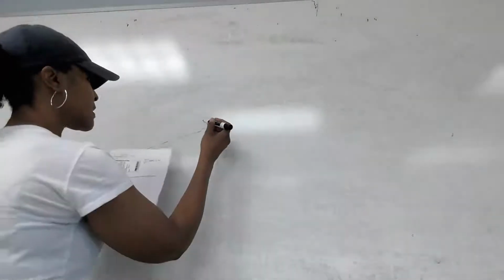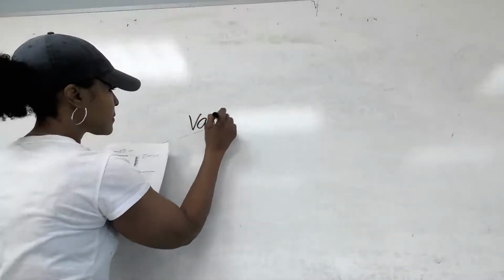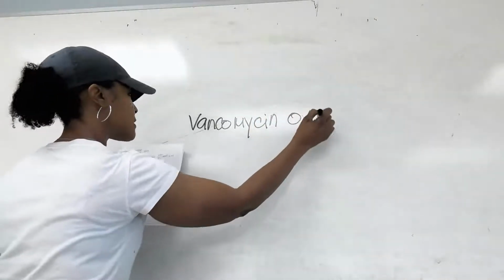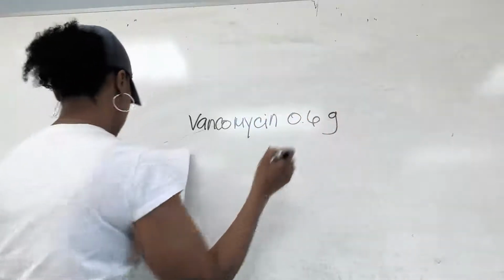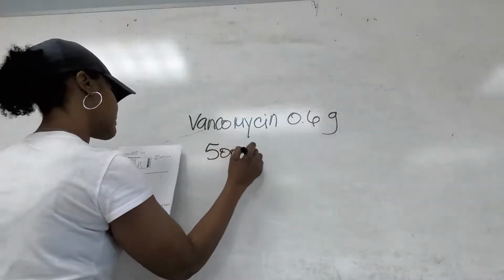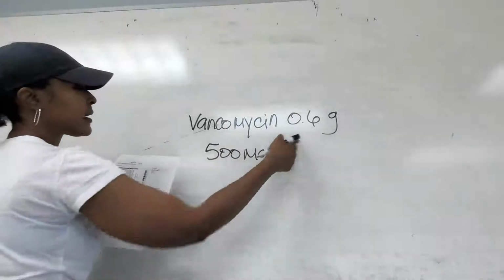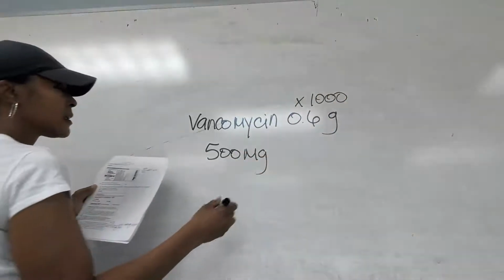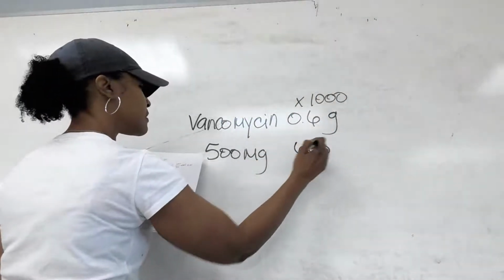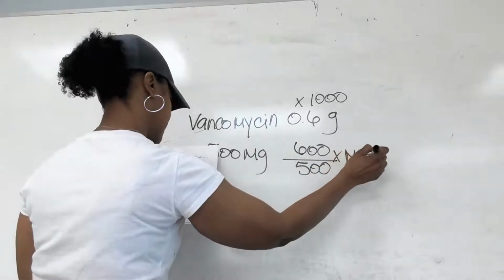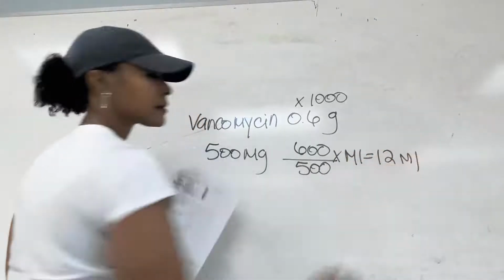All right, number 24. The order is for Vancomycin, 0.6 grams IV every 12 hours. What you have on hand is 500 milligrams of vancomycin. So you have to convert grams to milligrams. You multiply by 1,000 because you're going from largest to smallest. That gives us 600 divided by 500 times milliliters. The answer is 12 milliliters.